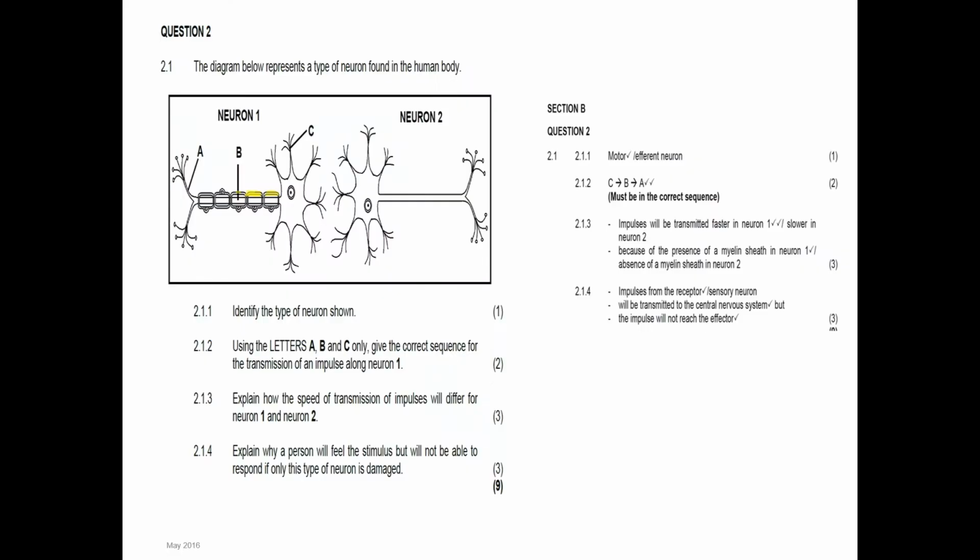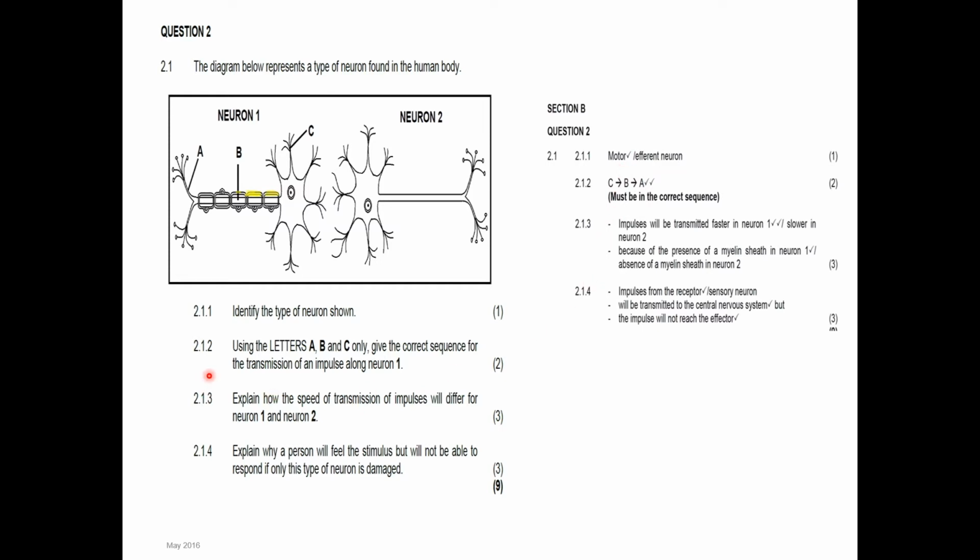Right, let's get down to question 2. The diagram below represents a type of neuron found in the human body. So if you look at this neuron, this is the neuron we're looking at. It says 2.1.1, identify the type of neuron shown. Now, you've already drawn this neuron and you should know that this neuron is a motor neuron.